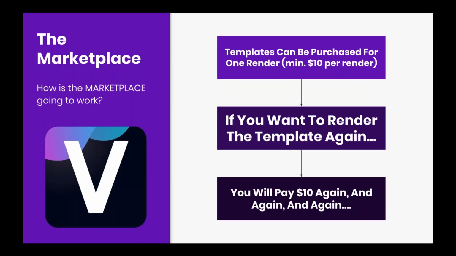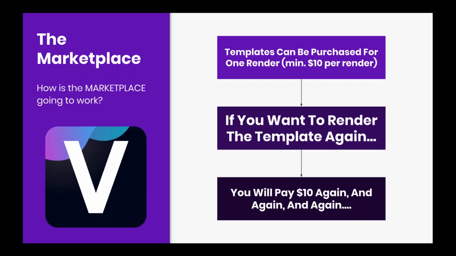Now, the marketplace is going to work like this. Templates can be purchased for one render, minimum $10 per render, where a user that's never used or never heard of Viddyoze before comes to our site and says, hey, I like this logo animation, I'm going to use it for my business. They'll customize it, render it out, but then they'll pay $10 for it. Okay. And then if they decide, oh, I want to use that animation again, but for another one of my businesses, they've then got to pay $10 again to render that out.